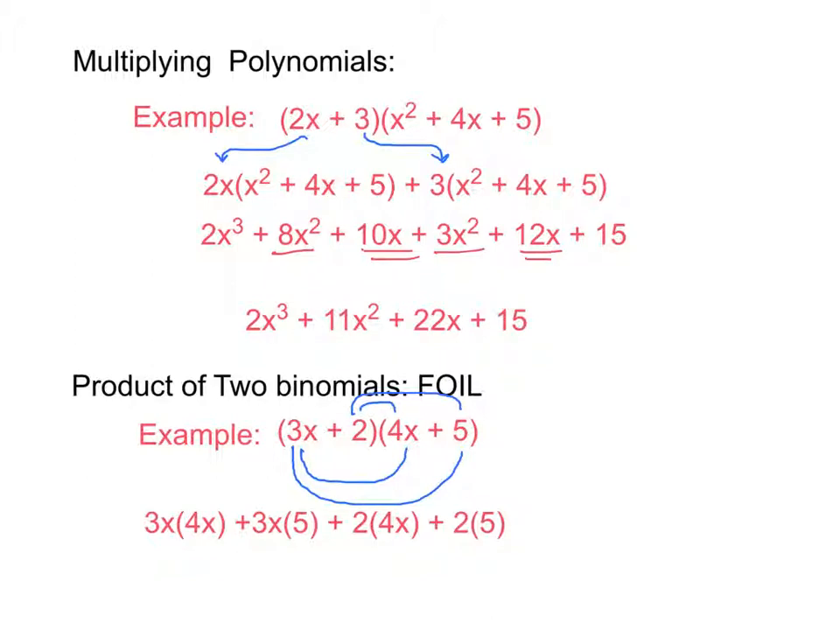3x times 4x for the first, 3x times 5 for the outside, 2 times 4x for the inside, and then 2 times 5 for the last. So we end up with 12x squared plus 15x plus 8x plus 10. Now, if you look closely, we have like terms. Specifically, we've got the 15x and the 8x. We combine these like terms, and our final result would be 12x squared plus 23x plus 10 for your final answer.